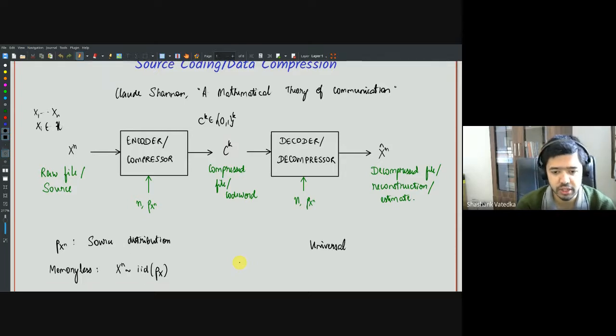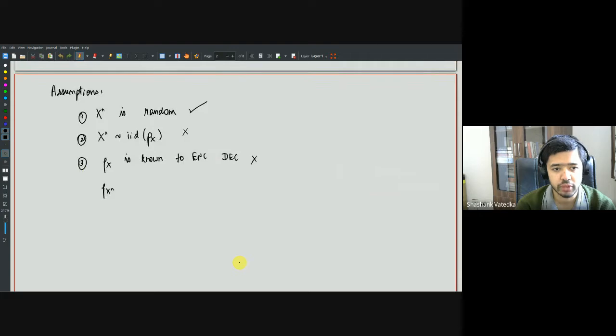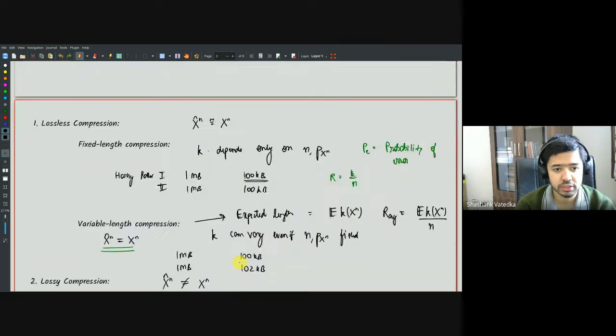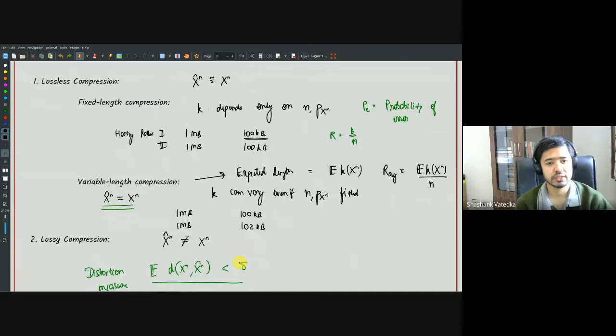All right. So now that we have suitably defined the compression problem, we saw that one can categorize compression into different classes. Based on the quality of the decompressed file, you can classify compression algorithms into lossless and lossy compression algorithms, and based on the length of the compressed sequence, one can categorize compression algorithms into fixed length and variable length compression algorithms.